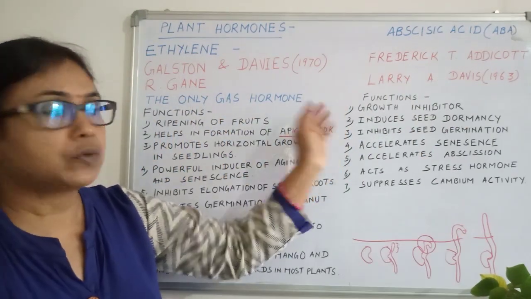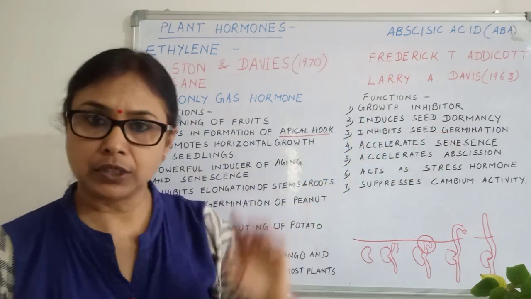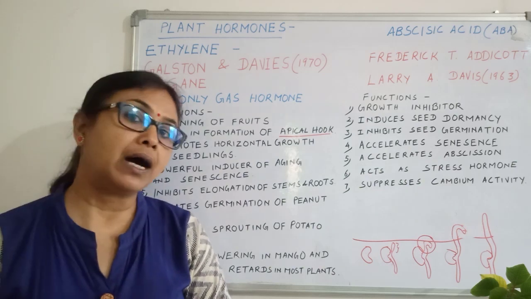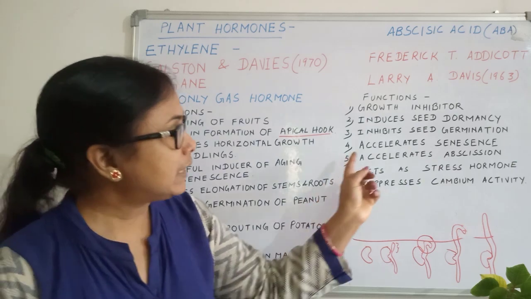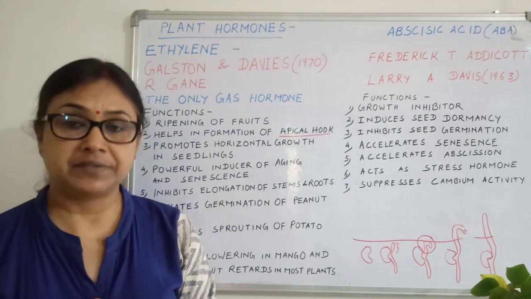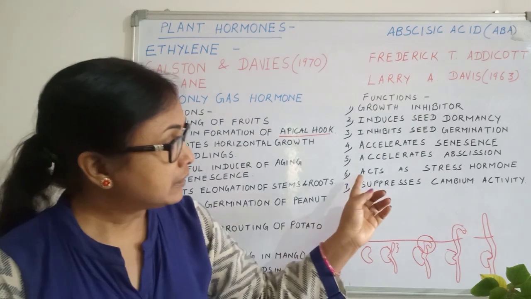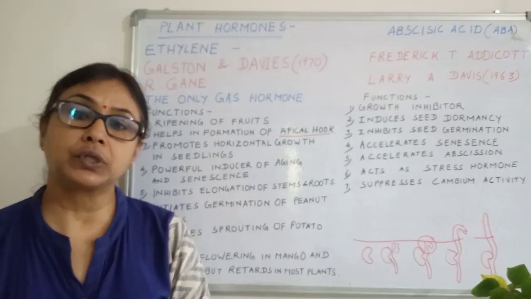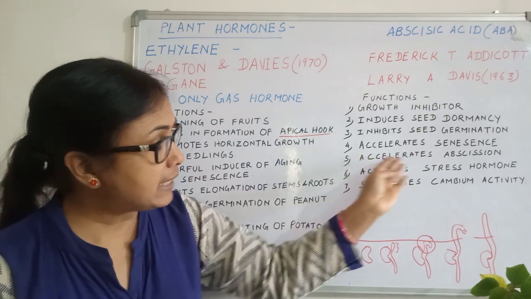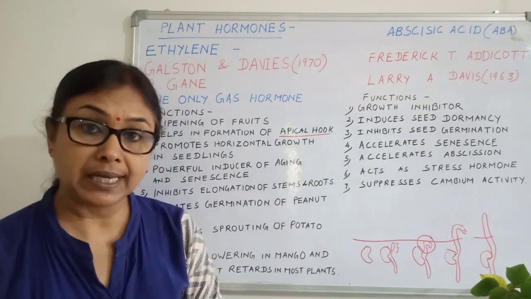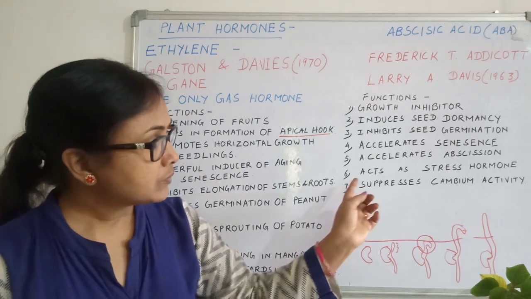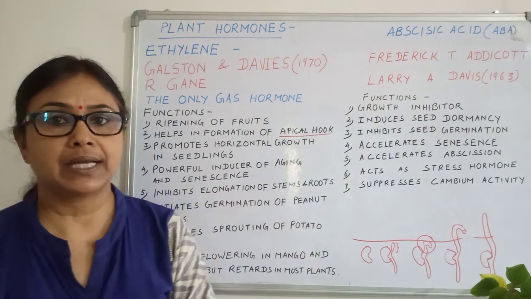Now coming to the functions once again, it induces seed dormancy and it inhibits seed germination, just opposite to gibberellins. Then it accelerates aging and senescence. The cells will become aged fast, they will die, and that can lead to fruit drop, leaf drop, flower drop very easily. It also enhances the process of formation of the abscission layer at the base of the pedicel, at the base of the petiole. It acts as a stress hormone just like I told you just now.